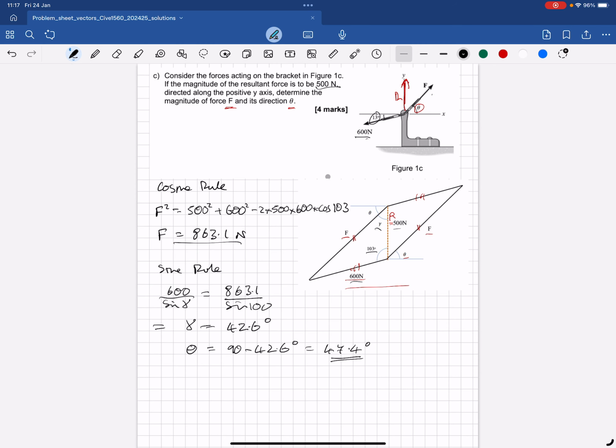Okay, straightforward. All of these geometric problems are using the cosine or sine rule. The key to getting these correct is being able to draw the diagram correctly with the correct angles. So understand and practice your geometry.